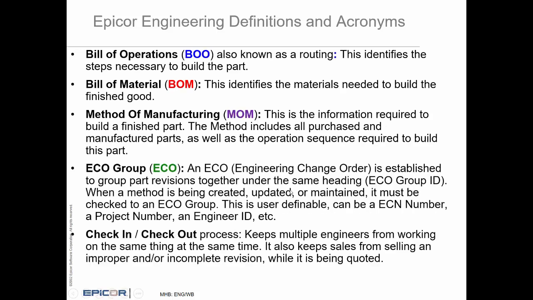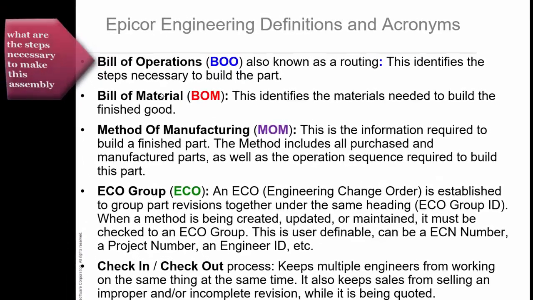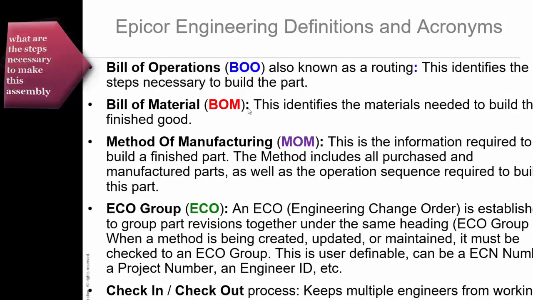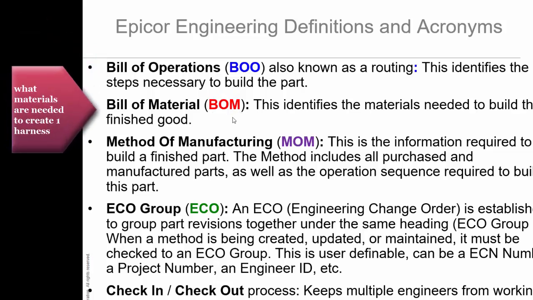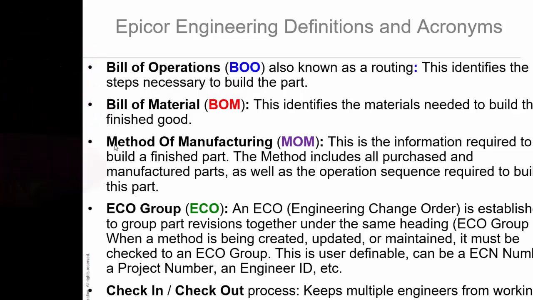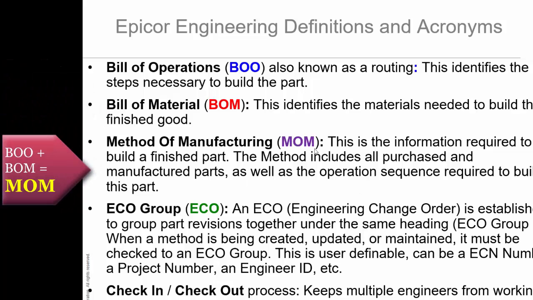They have a BOM just like everyone else. A BOM is a BOM is a BOM, okay? Bill of material. Epicor calls the routing a BOO, a bill of operations. This tells you how to make it. The BOM tells you what to make it out of. Very often, Epicor will refer to a MOM, which is these two put together. The BOO and the BOM is the MOM.